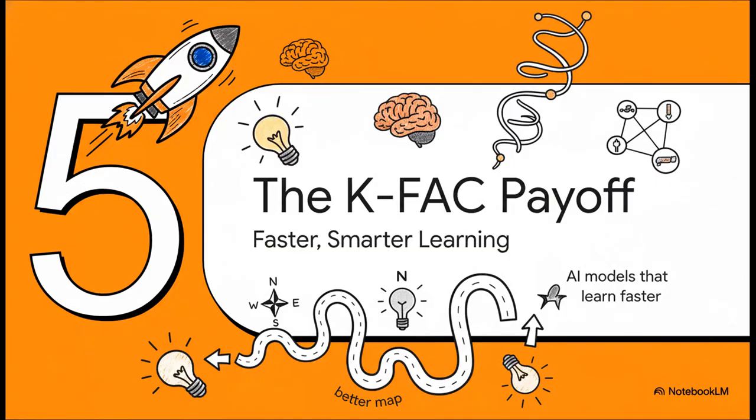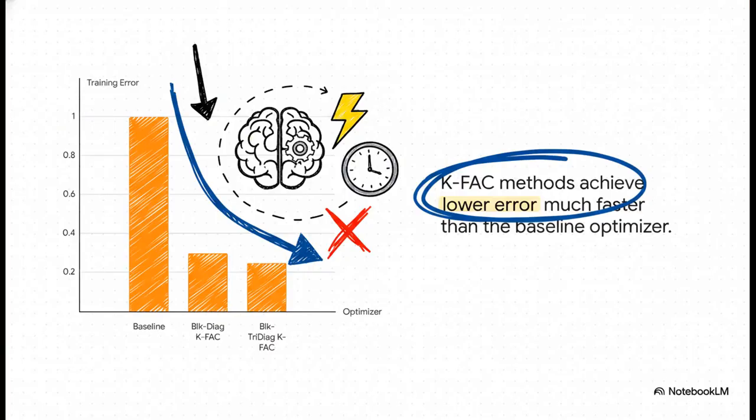Okay, so we've got a faster vehicle and a better map. What does this all actually mean in practice? What's the big payoff here? Well, it's significant. We get AI models that learn faster and much more reliably. Just take a look at these results from a standard AI training benchmark. This chart is showing the training error. The baseline method, over there on the left, it's making progress, but it's kind of slow. Now look at the K-FAC methods next to it. They just dive down to a lower error rate so much faster. The key is they aren't just taking bigger steps, they're taking smarter steps.